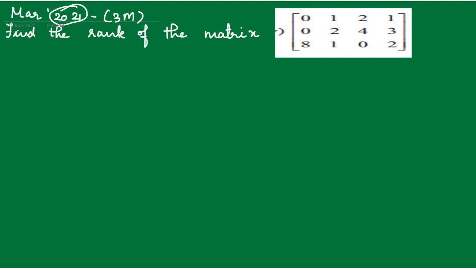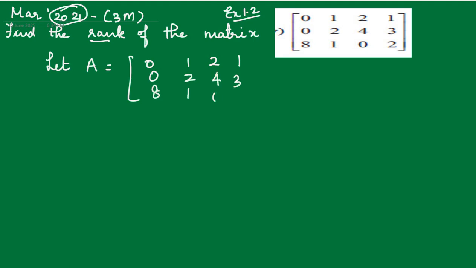The next question, March 2021 3-mark question. Find the rank of the given matrix. This is exercise 1.2 first question. We do the sum by minor method, but here since it is not mentioned in the question, we do it by the rank method. For that, let A be the given matrix 0 1 2 1, 0 2 4 3, third row 8 1 0 2.